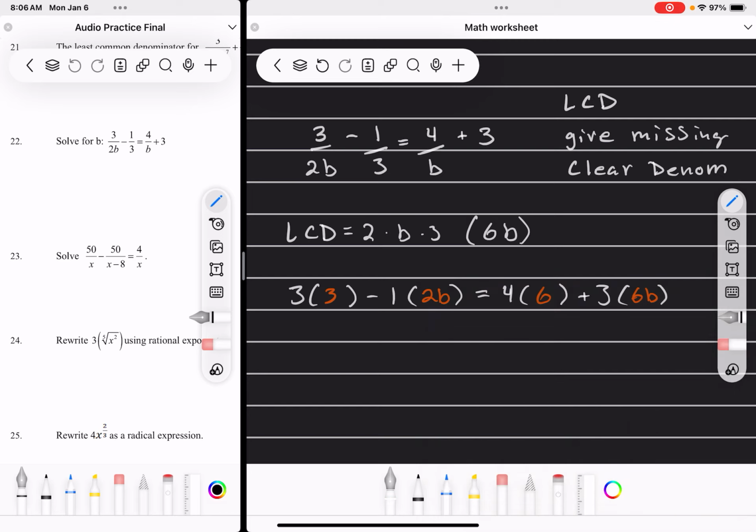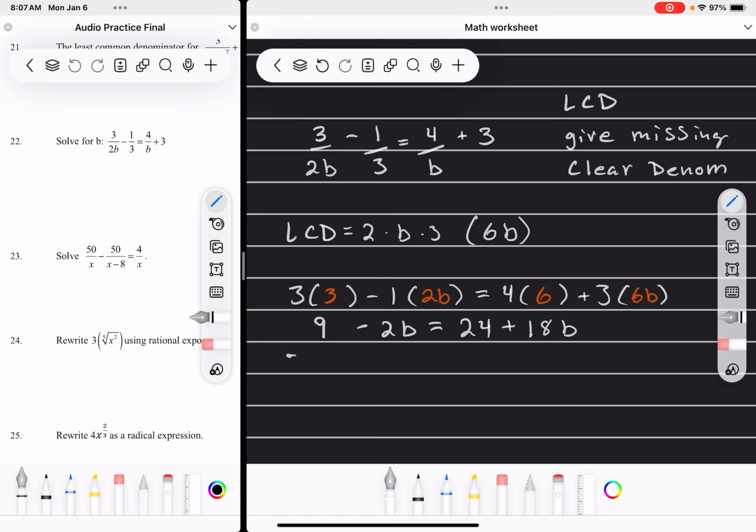So at this point, we're going to process each of them. We first get 9 minus 2b equals 24 plus 18b. Right? Now I'm going to do two things here. I'm going to move my 2b and my 24 kind of at the same time because there's no reason to do a separate step just to show it.